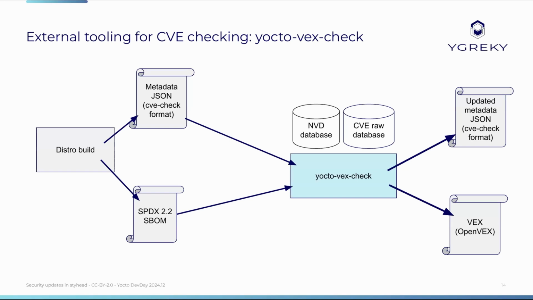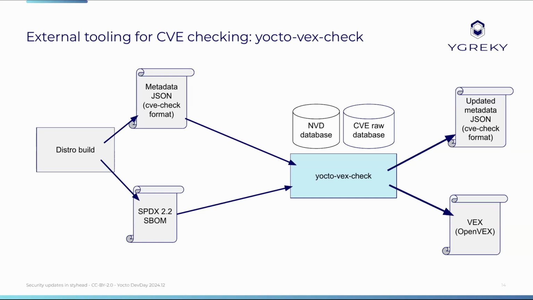So in practice, the user can control at which moment we are going to download the database, and you can also do things like making sure that you check all of your builds using the same database, the NVD database or the CVE raw database. It outputs the updated metadata with the current status of all vulnerabilities. So you can use all your flow as it was, and it also outputs VEX files in the OpenVEX format. So you can have both depending on the tooling that you use.